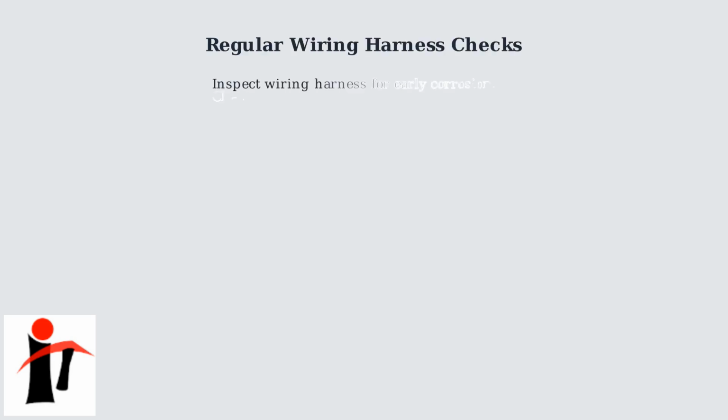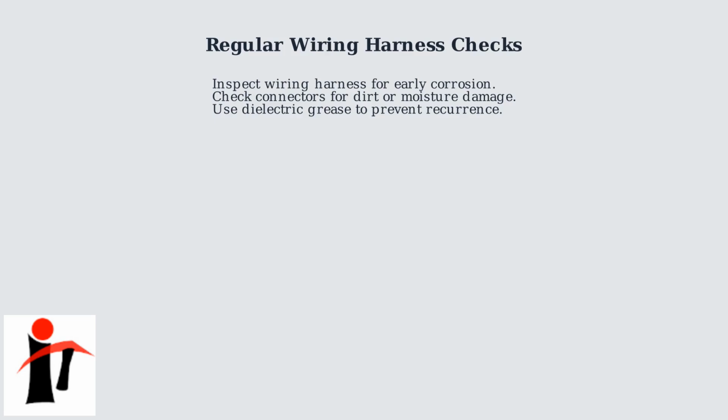Regularly inspect the wiring harness for early signs of corrosion. In humid climates, moisture can cause wiring faults, so check connectors for dirt or corrosion. Use dielectric grease during any maintenance to prevent recurrence. This can catch issues before they lead to reverse light failures.